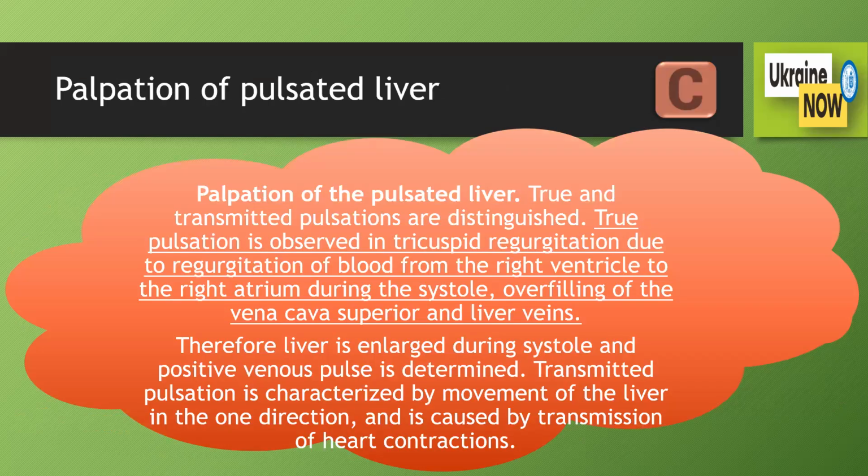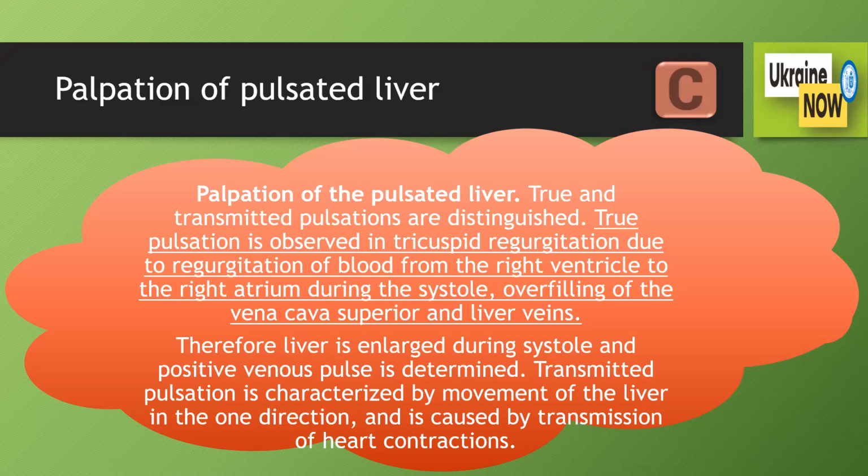And point C in palpation of the heart region is palpation of the pulsated liver. True and transmitted pulsations are distinguished. True pulsation is observed in tricuspid regurgitation due to regurgitation of blood from the right ventricle to the right atrium during the systole, overfilling of the vena cava superior and liver veins. Therefore, the liver is enlarged during the systole, and positive venous pulse is determined. Transmitted pulsation is characterized by movement of the liver in one direction and is caused by transmission of the heart contractions.